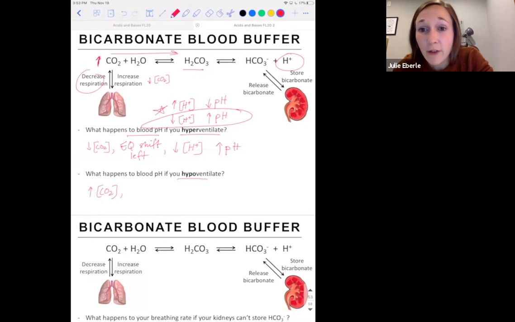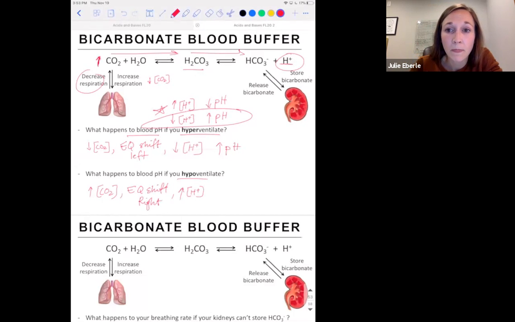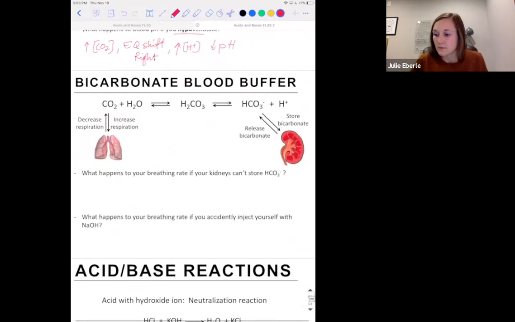If we shift everything right, all the way right, what's going to happen to your concentration of H plus? So equilibrium will shift right. What's going to happen to the concentration of H plus? We're going to make more of it, so it will go up. And if H plus goes up, we said pH goes down. All right, any questions on that?